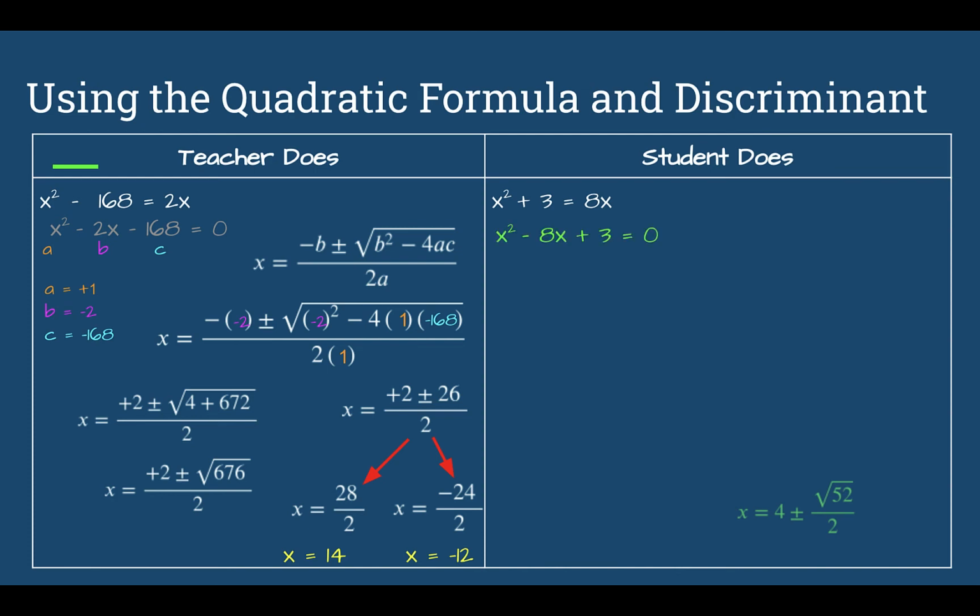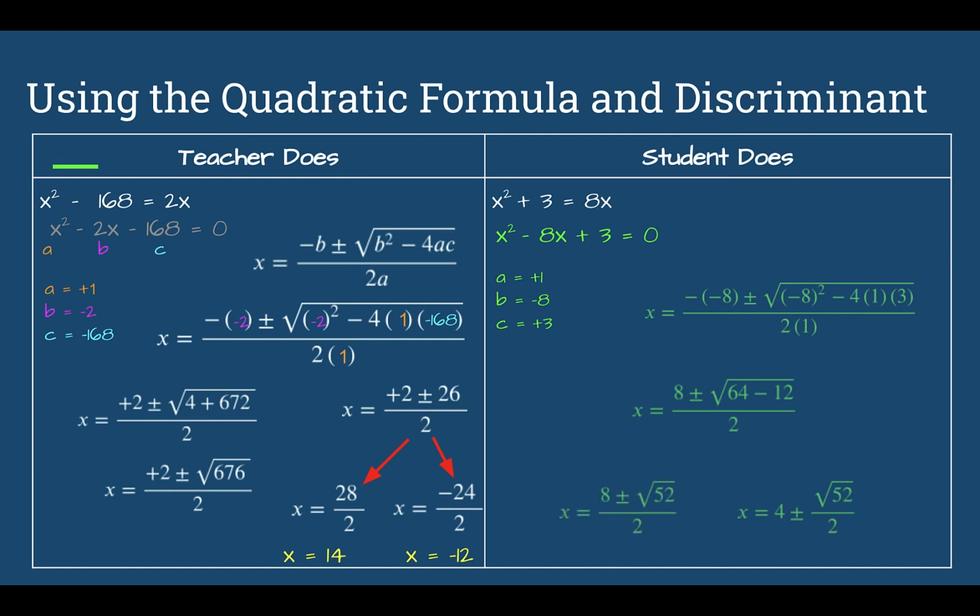So first, subtract 8x from both sides. So we get our equation in standard form. A is 1, B is -8, C is +3. Plugging those in to their correct spots and simplifying out, we get 8 out front plus or minus the square root of 64 minus 12 over 2. So 8 plus or minus the square root of 52 over 2.